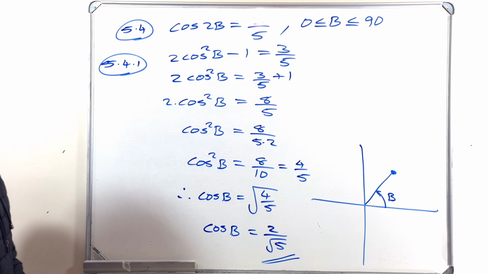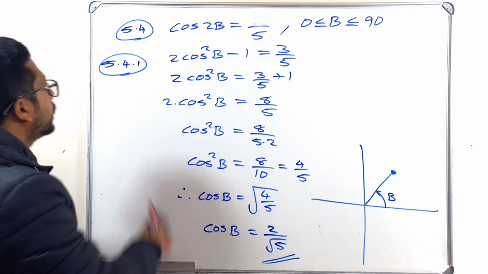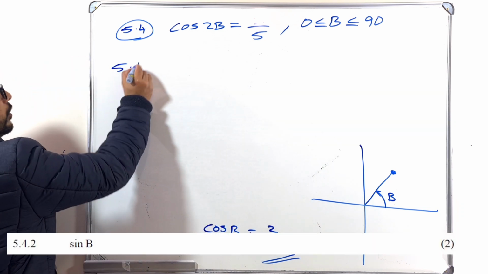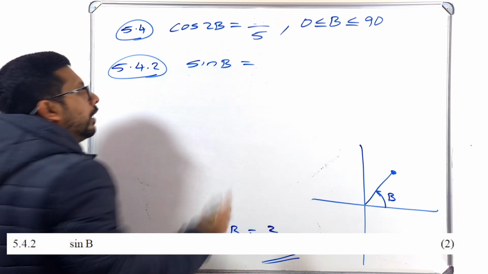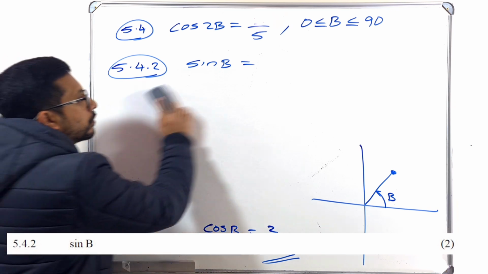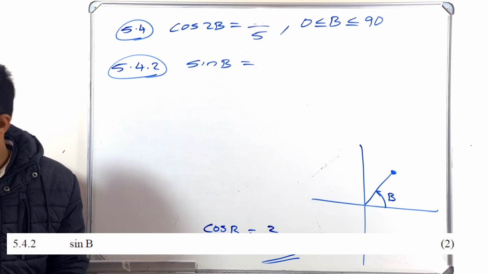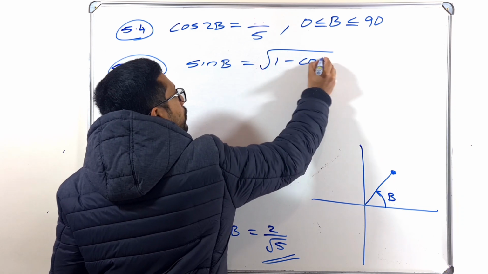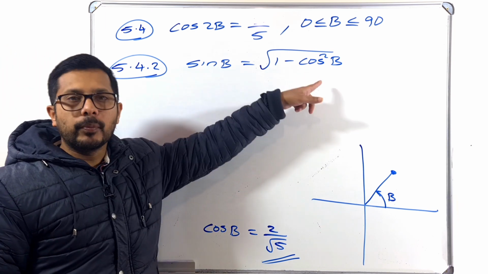Okay, now let's go to the next question. 5.4.2, you have to find sin b. I told you in the previous question that you have to remember these formulas. So sine B, how can you write directly? What is sine B? Sine B is root of 1 minus cos square B. You have to remember that one.